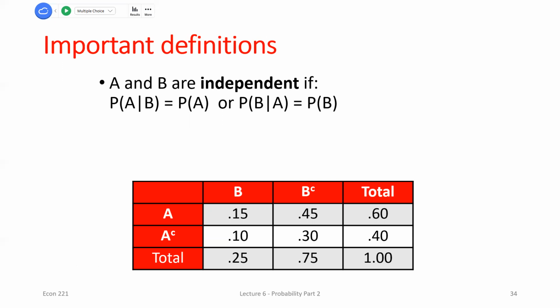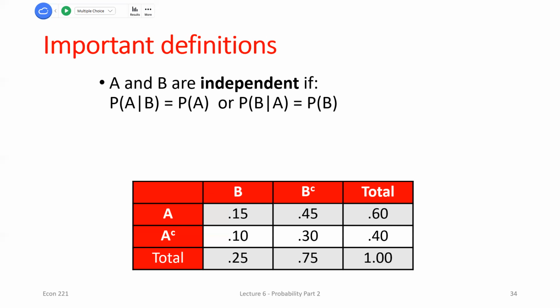So how can we find out if they're independent? Well, we know that the definition of independence is that the unconditional and the conditional probability of the same event, event A, are equal to each other. So here, what's the probability of A? 0.6, right? This is my definition of independence. We just said the probability of A is 0.6.